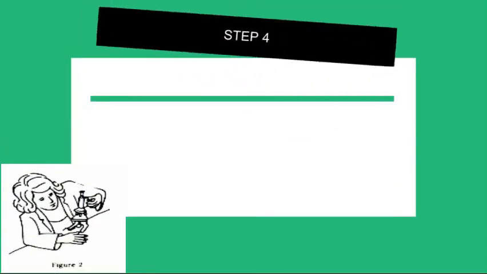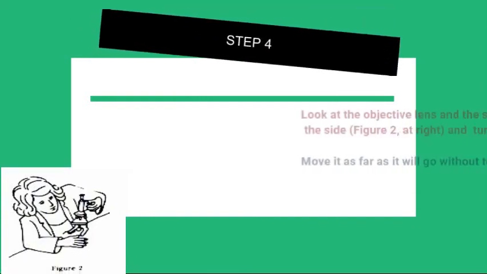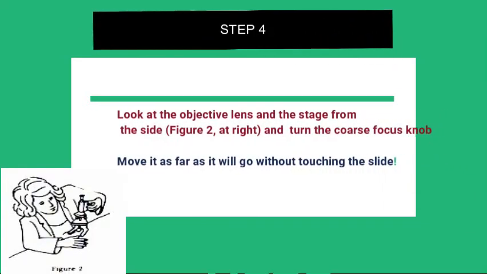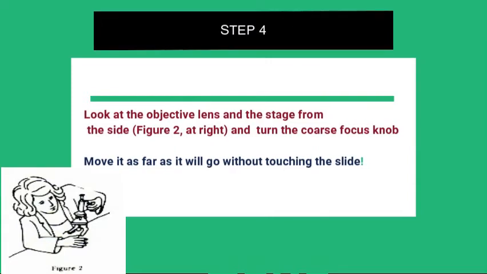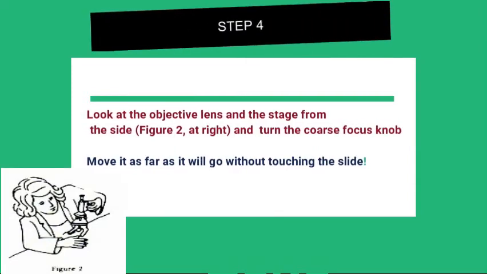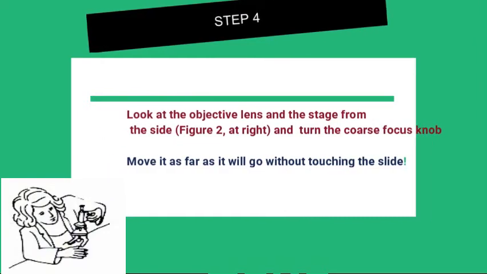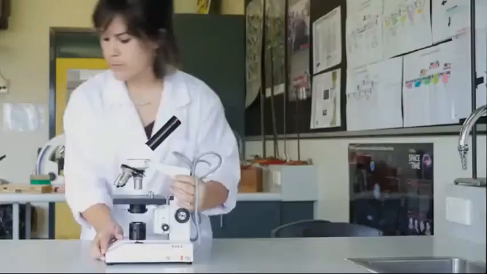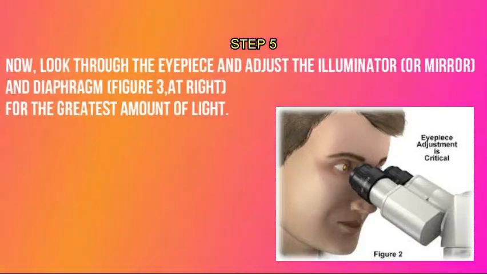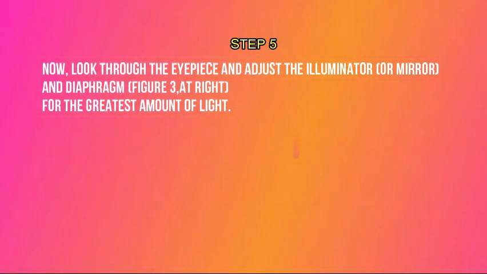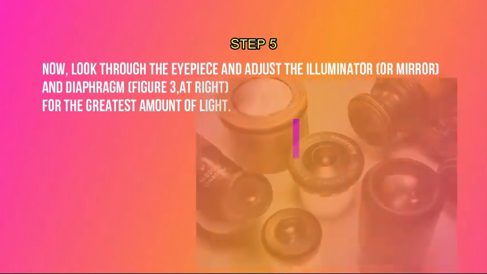Number 4. Look at the objective lens and the stage from the side, and turn the coarse focus knob so that the objective lens moves downward. Move it as far as it will go without touching the slide. Number 5. Now look through the eyepiece and adjust the illuminator or mirror and diaphragm for the greatest amount of light.